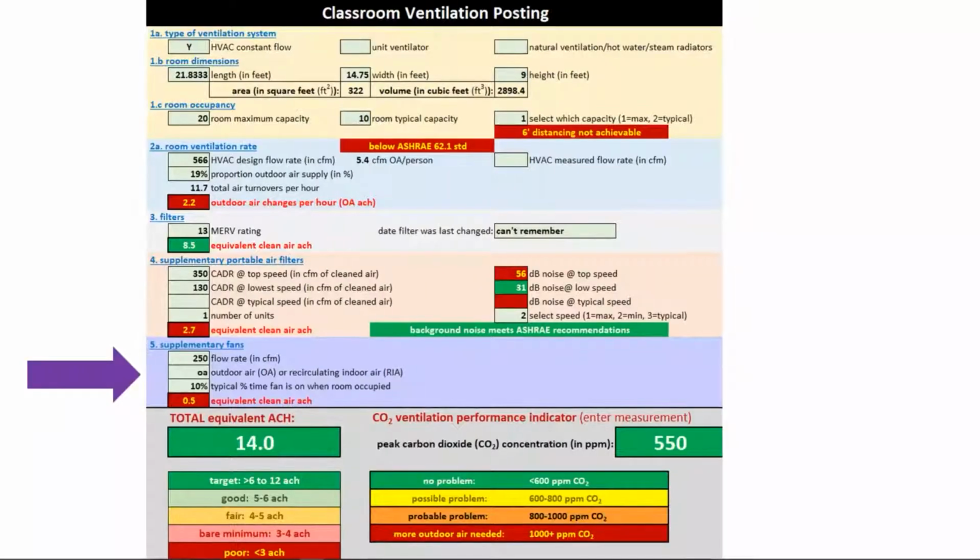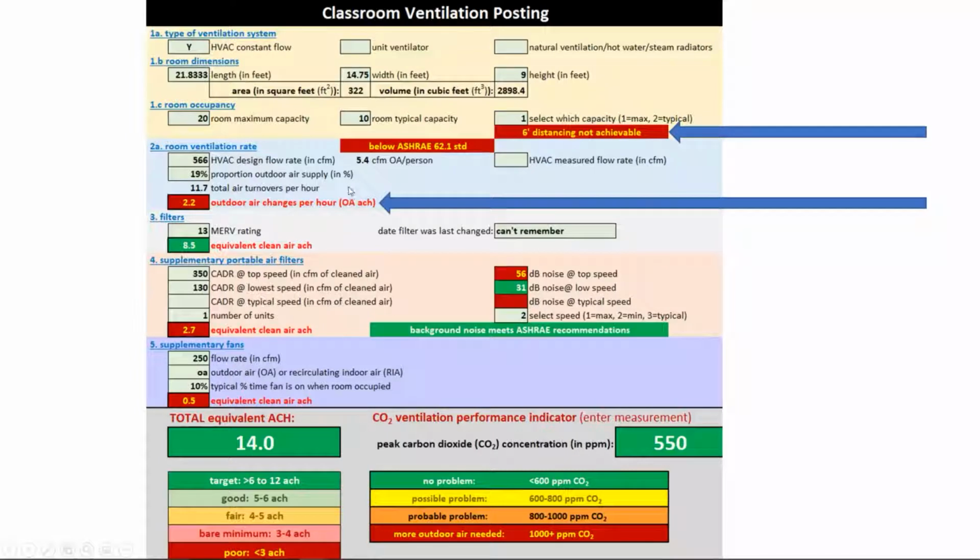You can enter that information here, and if you're just recirculating indoor air, you won't get any equivalent outdoor air. But if you're bringing in outdoor air, and the percentage of the time that the fan is operating, that helps. So here we have the sheet filled out, and because of the room capacity, we can figure out whether or not distancing is achievable.